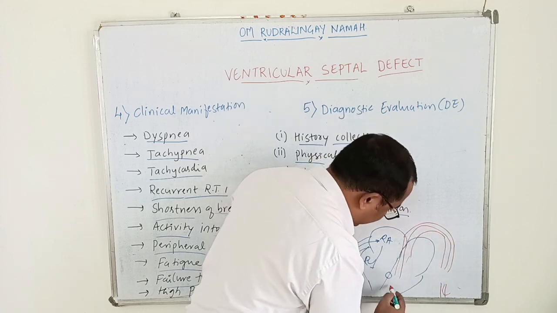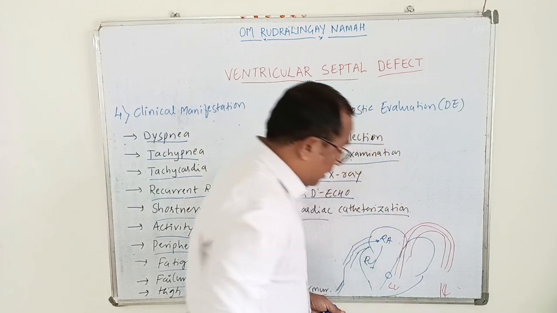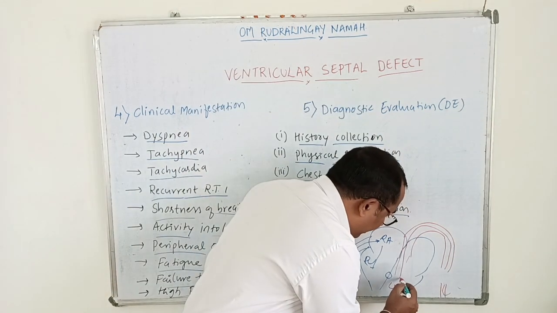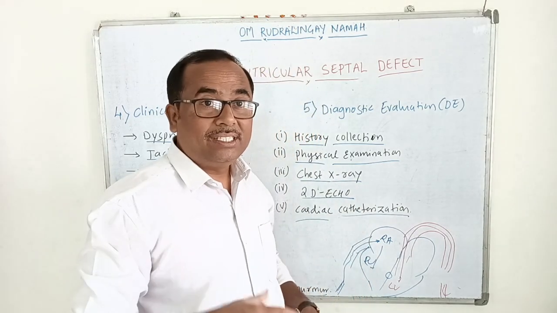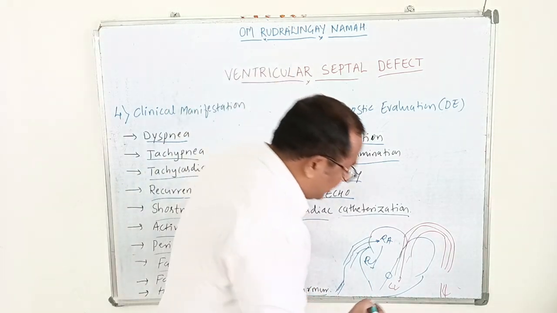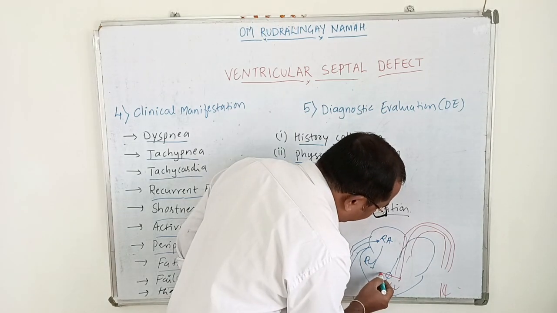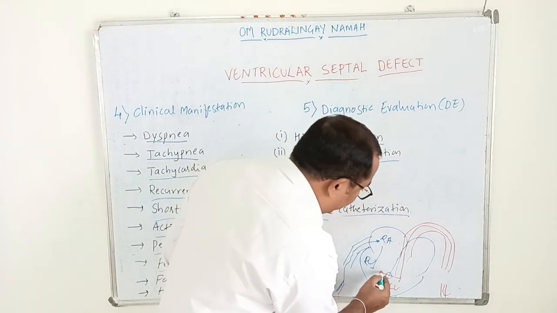What happens? The catheter is inserted into the left ventricle. Once the catheter is inserted into the left ventricle, a radiopaque dye is injected. Once we inject the radiopaque dye, what happens here? The dye will start shunting along with the blood from the left ventricle into the right ventricle.